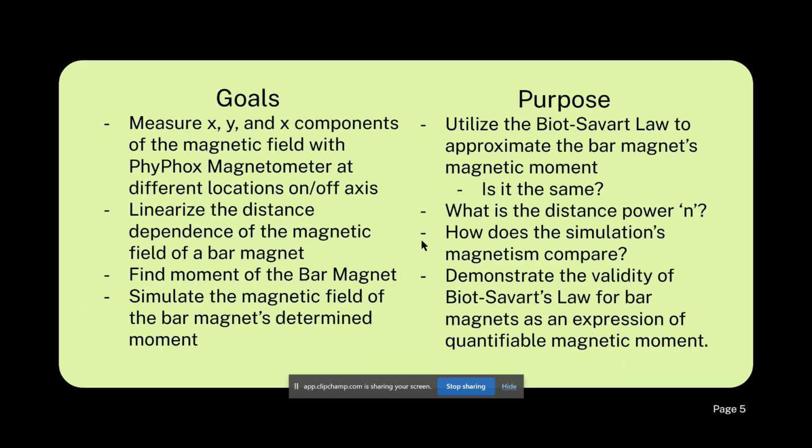So what are the goals, purposes, and outcomes? The goals are to measure the X, Y, and Z components of the magnetic field with this magnetometer at different locations on and off the axis. We're going to linearize that, find the moment of the bar magnet, simulate it, and compare. Basically, this is going to be utilizing that Biot-Savart law. We're going to find that distance power, n, see how the simulations compare, and demonstrate the validity of the law as an expression of a quantifiable magnetic moment.